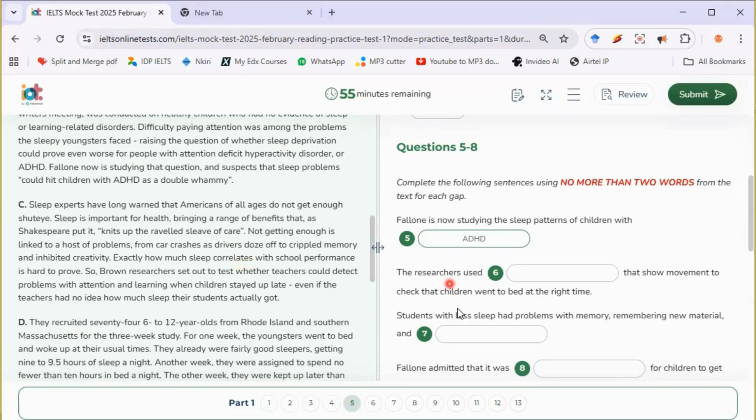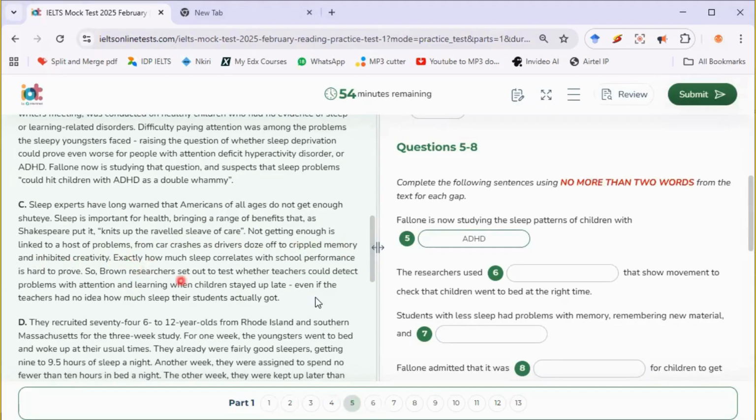Now let's look at it. The researchers used dash that show movements. The researchers used. That's a keyword for me. That show movement. Movement is another keyword. So let's look at the passage. Sleep experts have long warned that Americans of all ages do not get enough shut-eye. Sleep is important for health, bringing a range of benefits that, as Shakespeare puts it, knits up the ravelled sleeve of care. Not getting enough sleep is linked to a host of problems, from car crashes as drivers doze off to crippled memory and inhibited creativity.